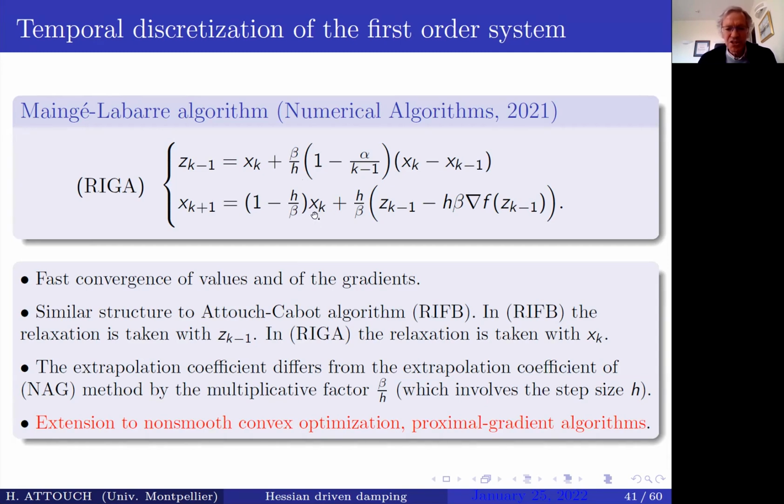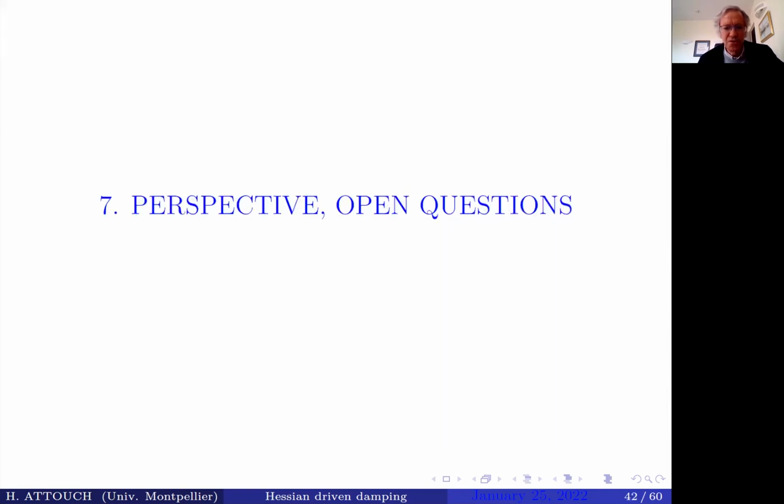And the relaxation, you see, is connected with the relaxed inertial forward-backward algorithm introduced by Attouch and Cabot, but the difference here is that the relaxation is taken at xk. That's important. In the paper with Cabot, we take the relaxation at zk, and here it's xk. And they extended their algorithm, as I say, to non-smooth and proximal gradient algorithms. This is something which must be confirmed.